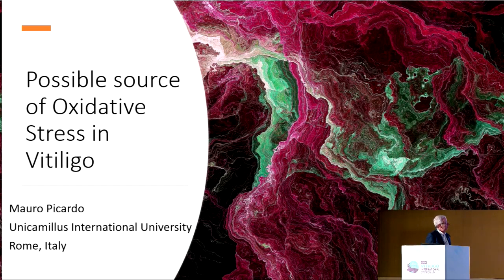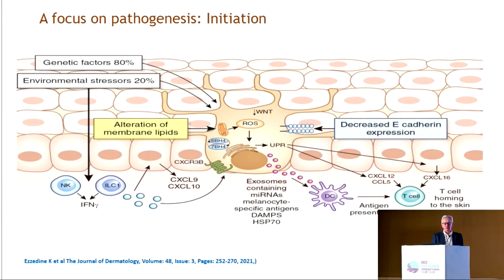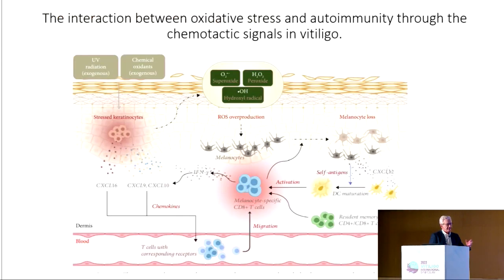So today we try to speak about the possible sources of oxidative stress in vitiligo. Why speak about that? Because if we look at most of the schemes where the possible pathogenetic events related to the appearance of vitiligo are represented, oxidative stress is now present in most or almost all of them, independently from the author.